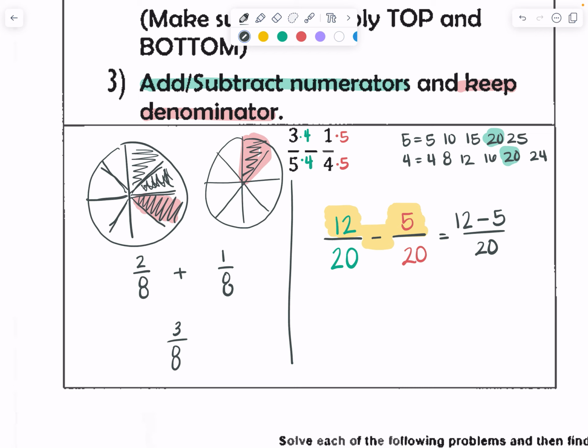And then, of course, we don't want to leave it like that. We want to simplify this thing down. 12 minus 5 gives me 7 over 20. This doesn't reduce because 7 and 20 don't have any common factors that I could then divide out. So that would be my final answer.